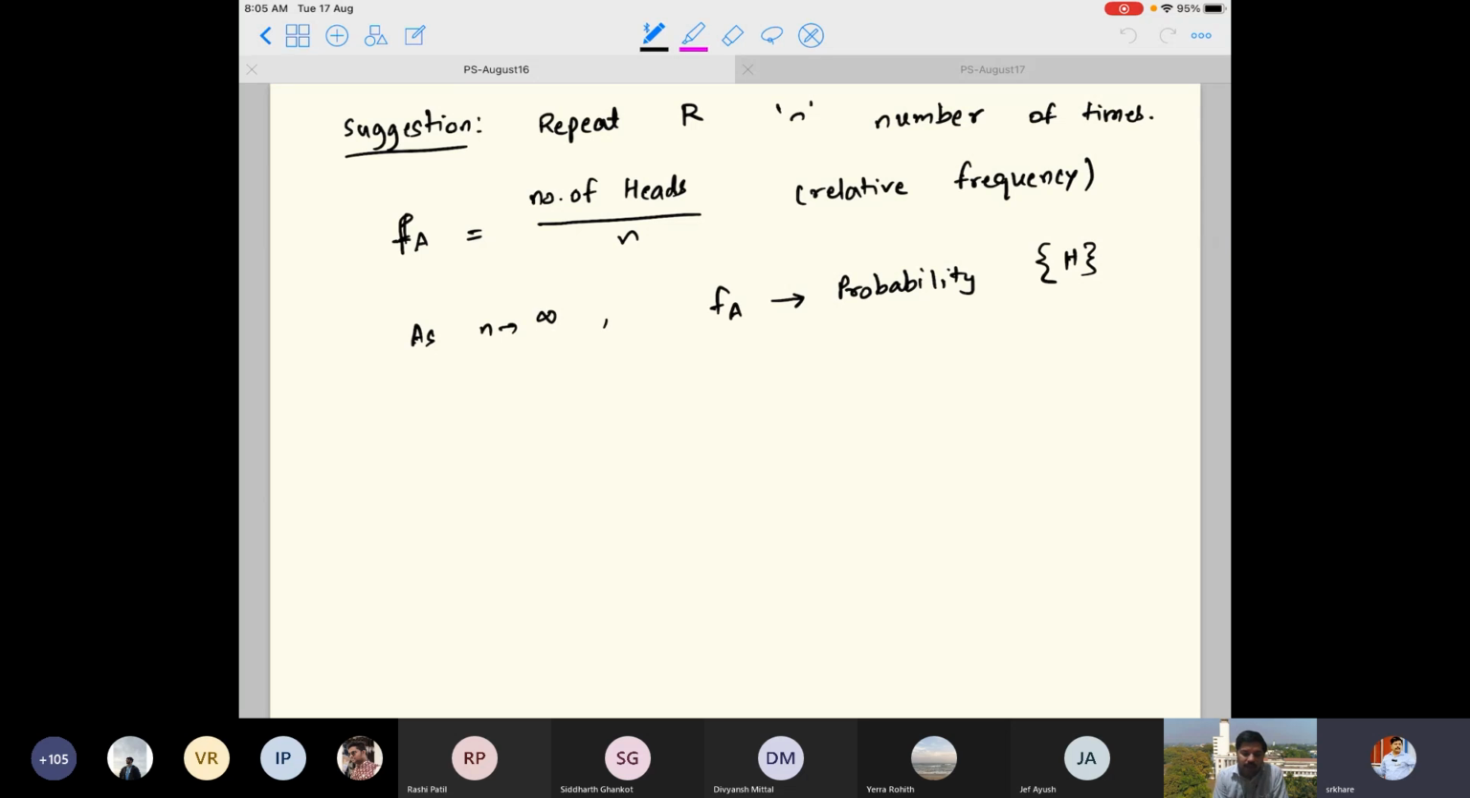The suggestion was to repeat this random experiment n number of times. The random experiment is tossing the coin. So you toss the coin n number of times, and you find out the relative frequency, which we are calling FA. The relative frequency is the total number of heads you count in the n tosses divided by n. Obviously, this ratio is between 0 and 1. So these are the properties. Let us continue our discussion from here.